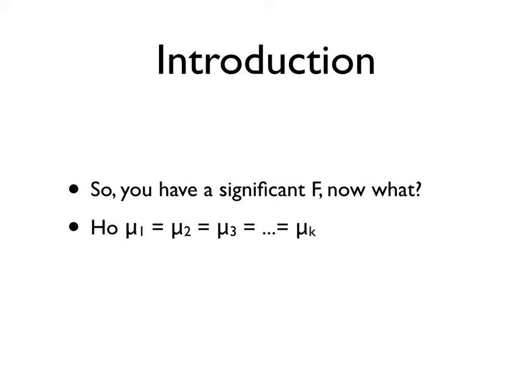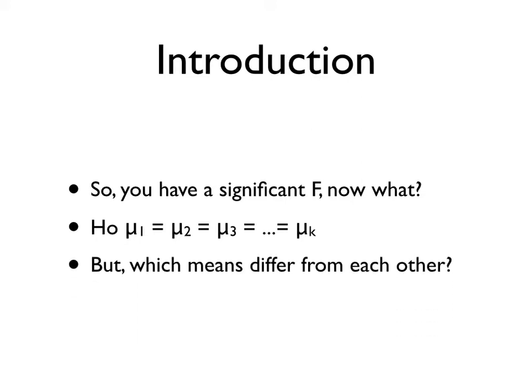That's the null. But the alternative doesn't say mu1 is not equal to mu2. Which means differ from which means? It doesn't. Analysis of variance does not answer that question. It says are two means different. It doesn't say which two means are different.